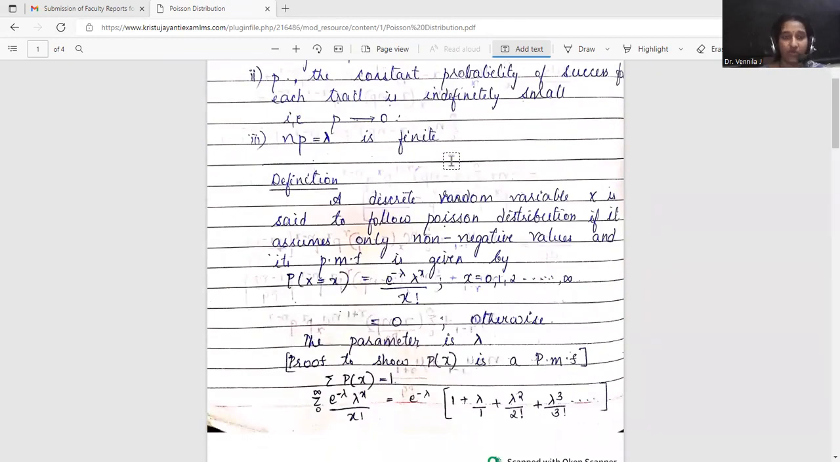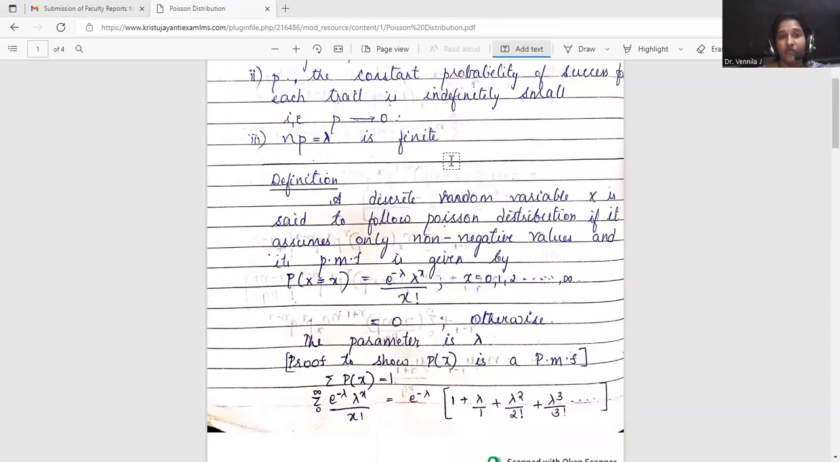What is the definition of Poisson distribution? A discrete random variable x is said to follow Poisson distribution if it assumes only non-negative values and its probability mass function is p of x is equal to e power minus lambda, lambda power x divided by x factorial, x equals 0, 1, 2, etc.